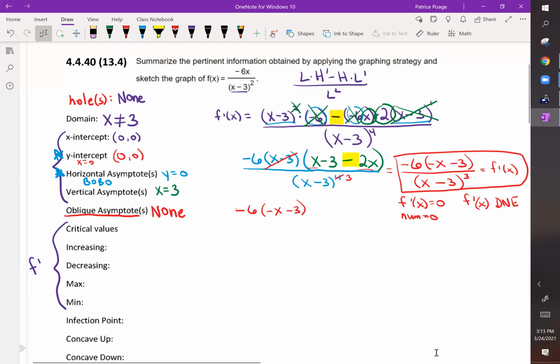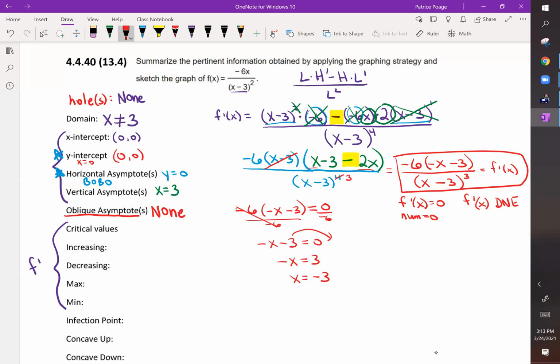All right. So we're setting the numerator equal to 0. We can divide both sides by -6. It's gone, so we just have -x minus 3 equals 0. Add the 3 to the other side and divide by a negative, and we get x equals -3.